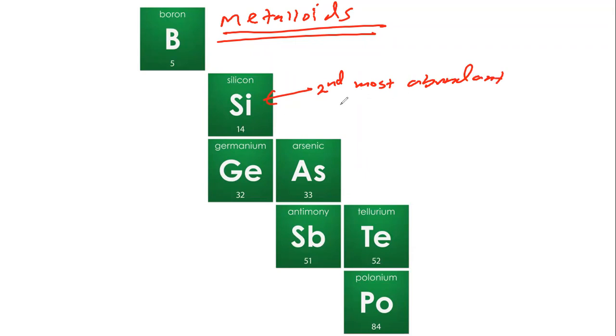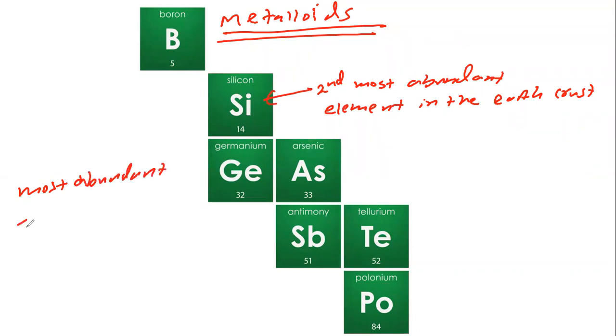Second most abundant element in the earth crust. Then what is the most abundant one? If silicon is the second most abundant, what is the most abundant one in the earth crust? Oxygen. The most abundant element is oxygen. If you want to comment on that also, the most abundant element in the earth crust is oxygen.